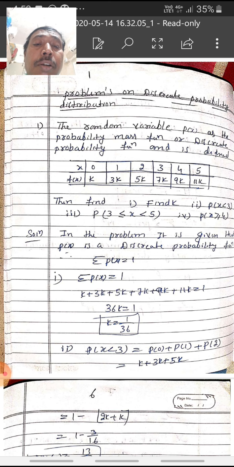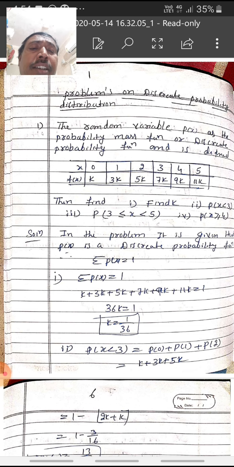Commonly, the given problem will be in table form. Table means x is given as 0, 1, 2, 3, 4, and some p of x values are given, limited values. Commonly, limited values can be shown in a table. Once the given problem is in table form, we can say it comes under a discrete probability distribution problem.